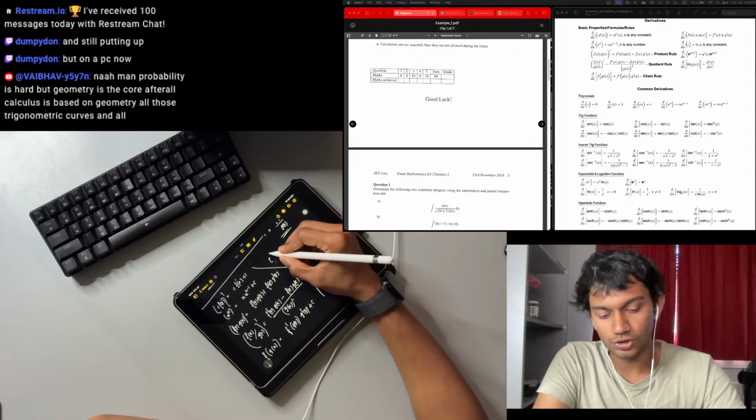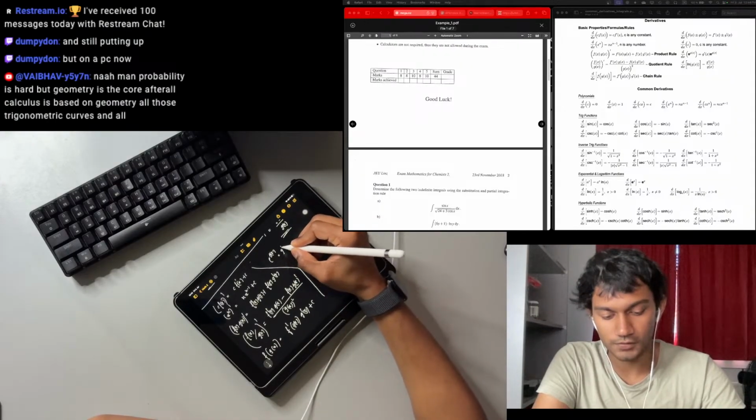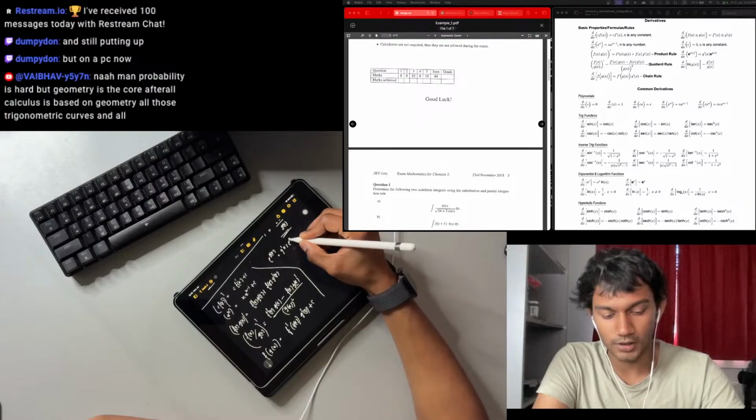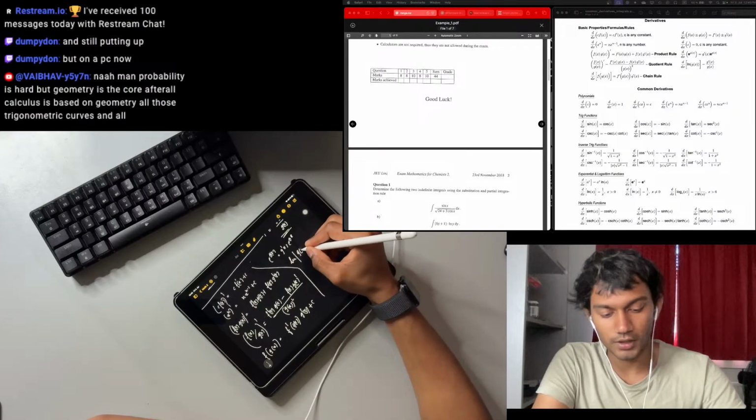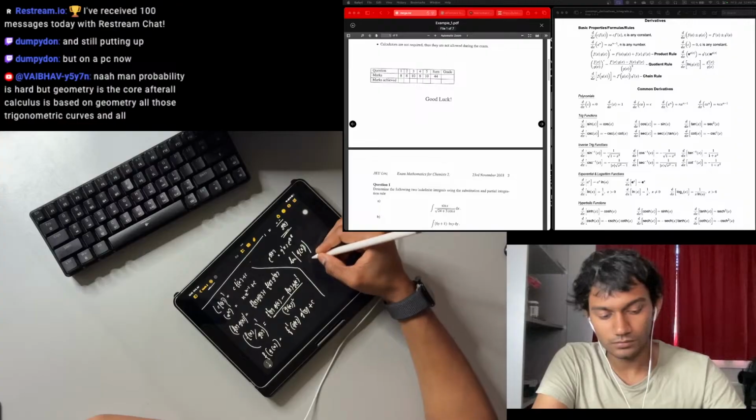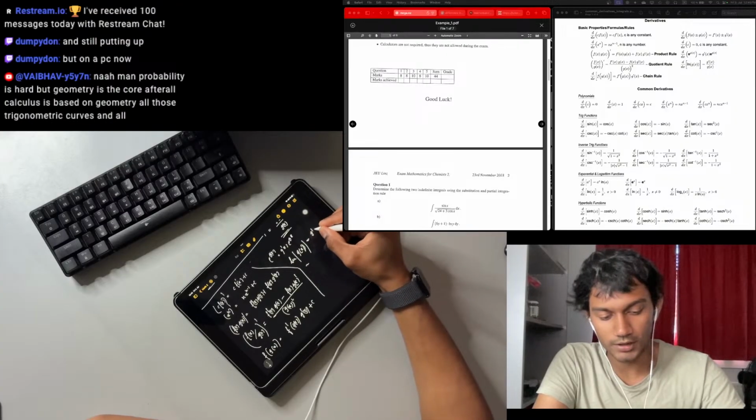E raised to g of x, g dash of x, e raised to g of x. Natural log of g of x equals g dash of x by g of x. Okay.